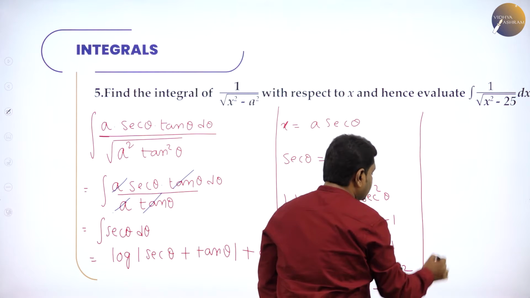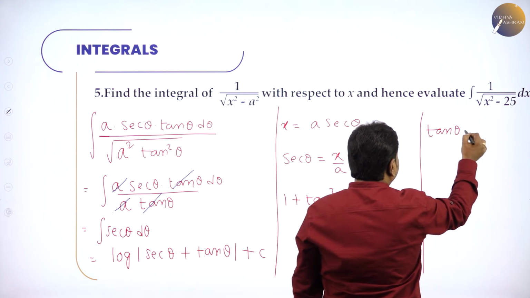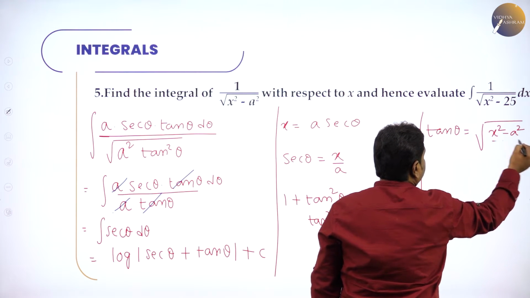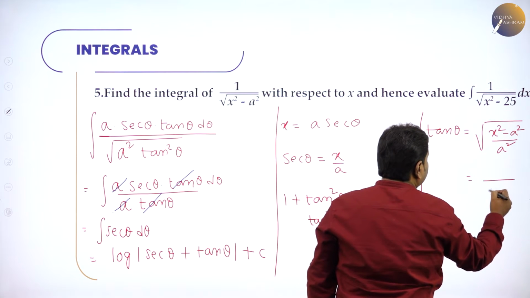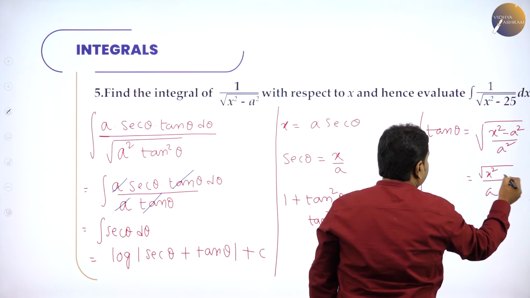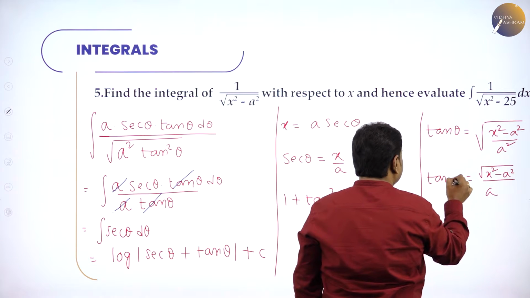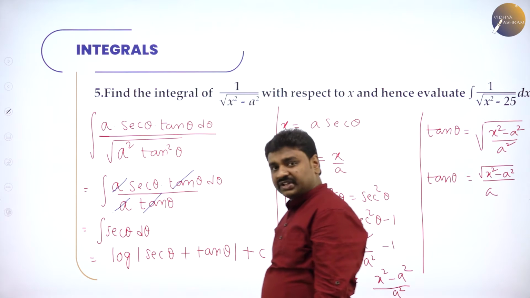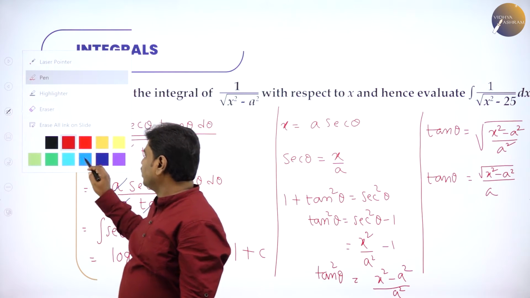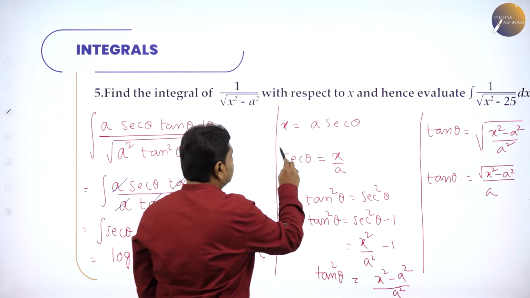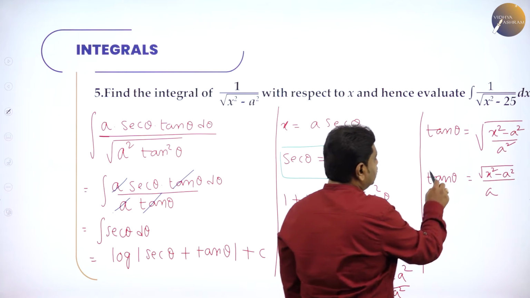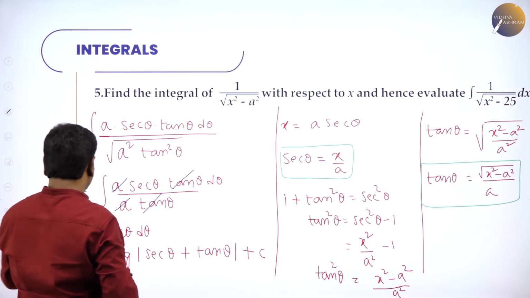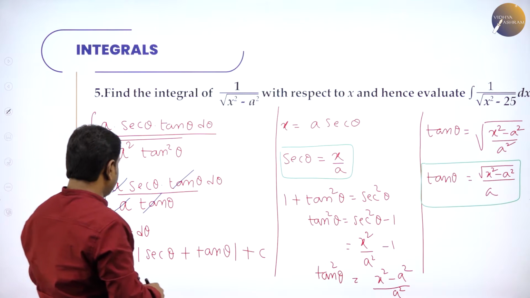Can't you find tan theta? So what is tan theta? Take square root on the other side. So tan theta is root of x square minus a square by a square. You know root a square can be written as a, so numerator root of x square minus a square. So now we got the value of tan theta also. So dear students, I got the secant theta value, and here I have tan theta also. So now we know secant theta is x by a, and tan theta is root of x square minus a square by a. So now substitute those two in this. Now integration.